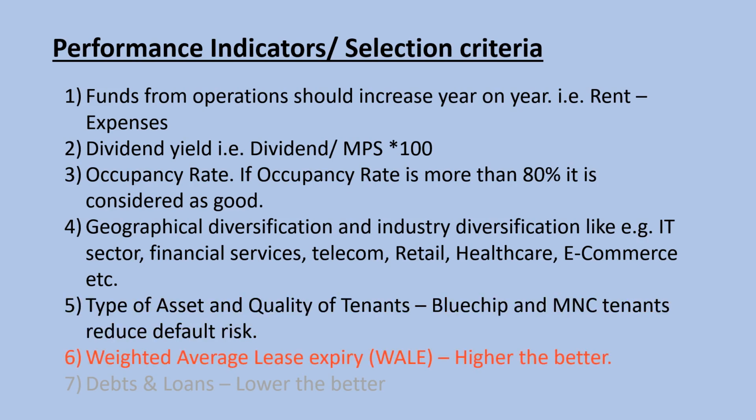Now weighted average lease expiry. If it is higher, it is better. Weighted average lease expiry is the way of measuring the average period in which all leases in a property or portfolio will expire. So a weighted average lease expiry of 5 years indicates a stable tenant base and high satisfaction. Debts and loans of the REIT should be less, so lower the better.